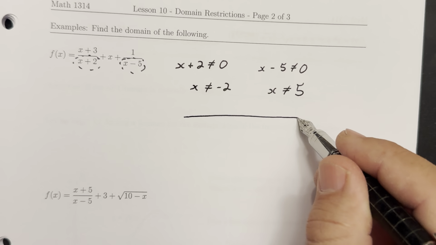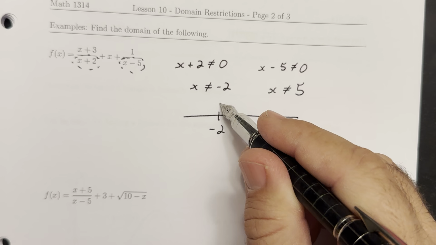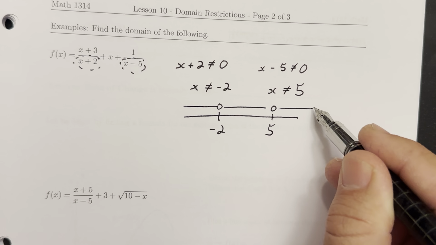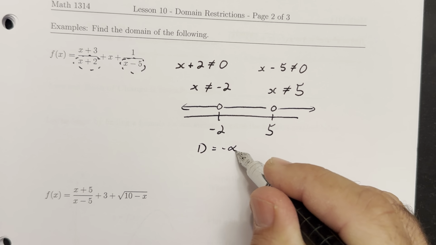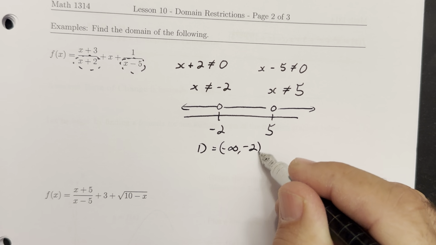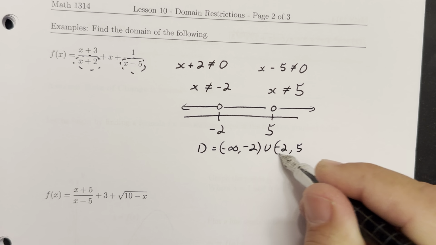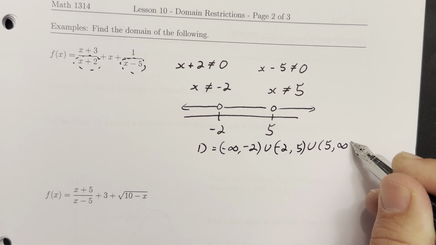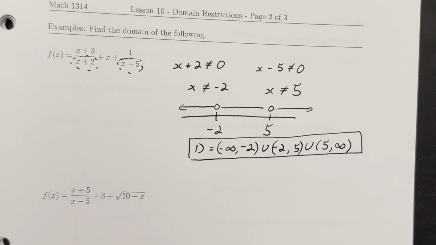And if you look at this on a number line, like we were doing in the previous section, it would look like this. And all of those values would be our domain. So our domain is -infinity to -2, union -2 to 5, union 5 onto infinity. And that is our domain for that particular function.